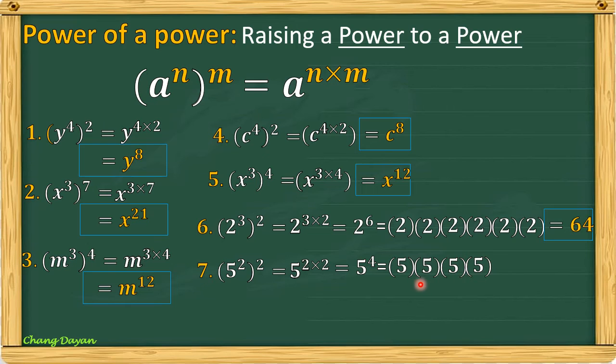So, 5 times 5 is 25 times 5, 125 times 5 is 625. Now, let us have the last law of exponent for multiplication, and that is power of a product.